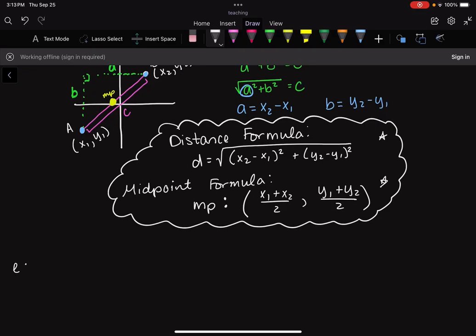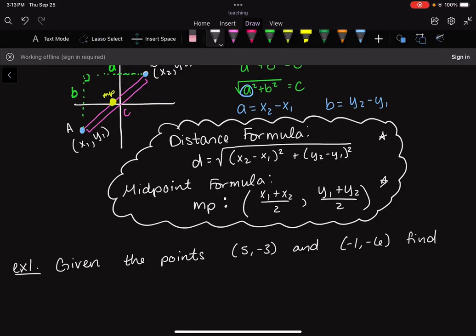Let's look at an example of finding these things. Given the points (5, -3) and (-1, -6), find the distance between the points and the midpoint.